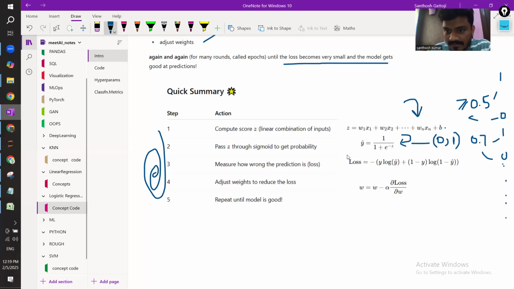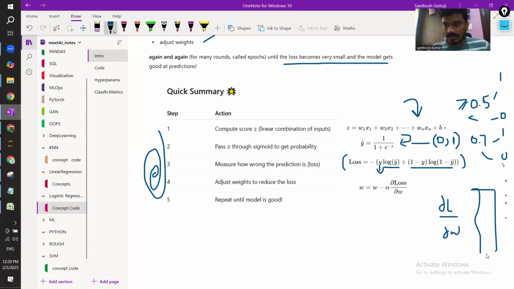Now you have this loss function. But are we using that loss function directly? No, you are using the derivative of the loss function. You're doing dou L by dou W. That means we are doing differentiation of the loss function with respect to W. So what is my loss function? This is my loss function. You will do the derivative of the log of this, log of this, and you'll get some derivation over here.